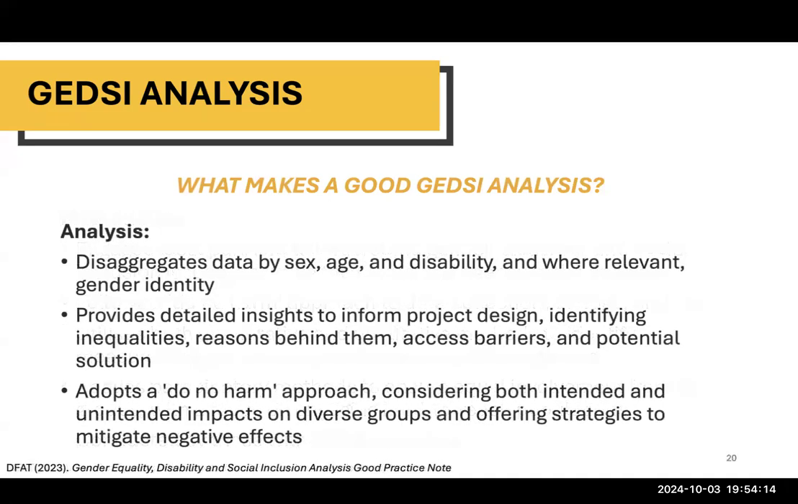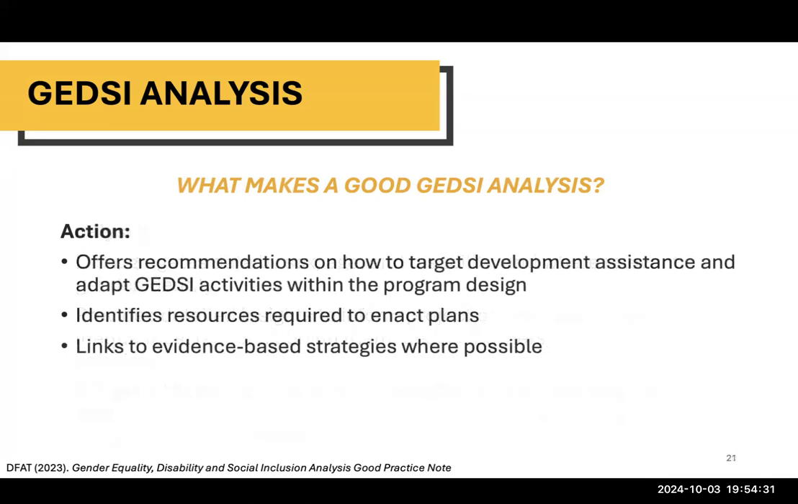Think about looking at your data. It's split by these factors and it has different insights. And really make sure that for any kind of initiative that you come up with, you think about whether there are any intended and unintended impacts on different groups, and try and come up with strategies to mitigate any potentially negative impacts.